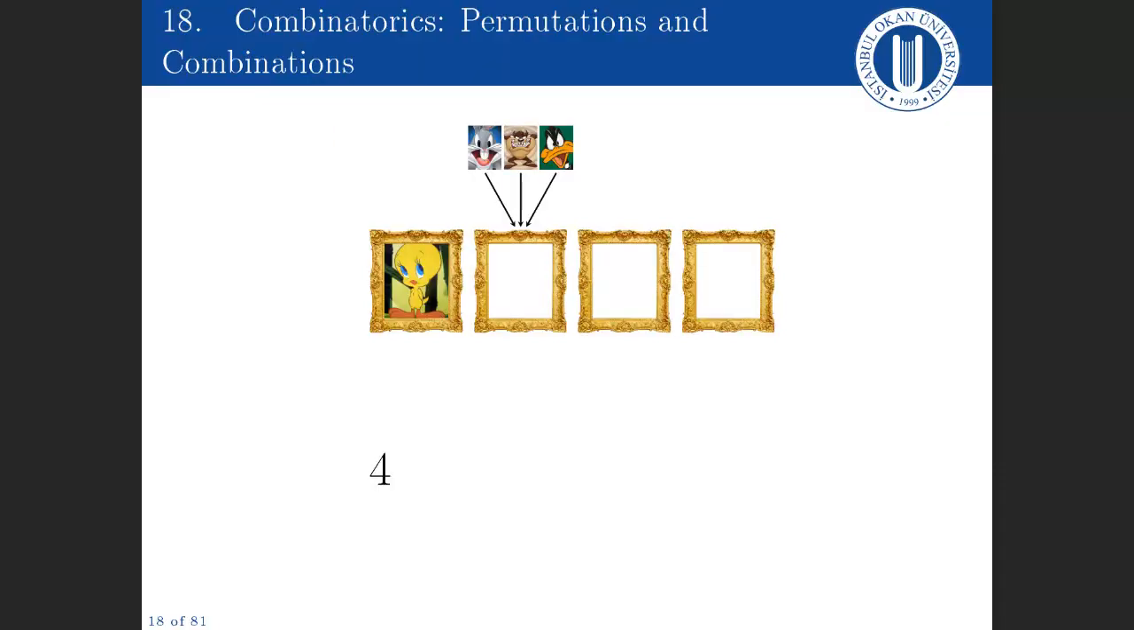Well, think of it like this. First, we should choose which picture we put in the left picture frame. We've got 4 choices. Let's choose one of these. Let's say we choose Tweety. But we had 4 different choices here. And then let's move to the second picture frame. Now we have 3 pictures left. We're going to choose one of these 3 pictures and put it in the second picture frame. So that means we have 3 choices here.